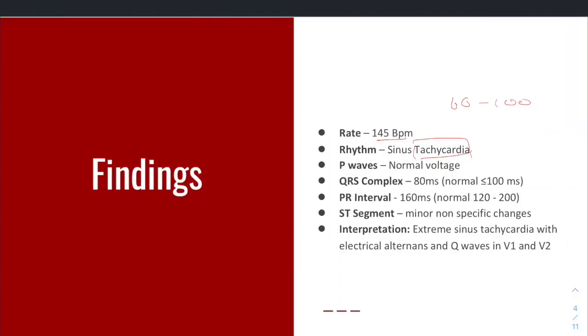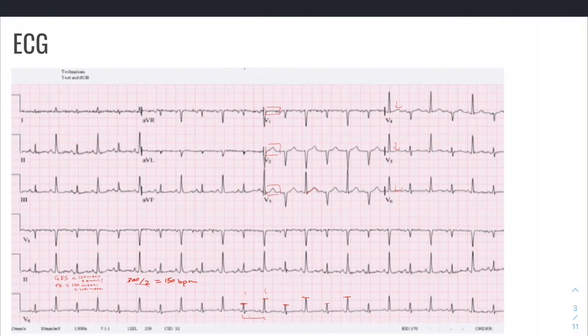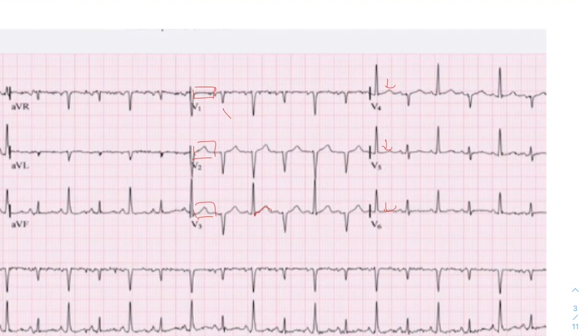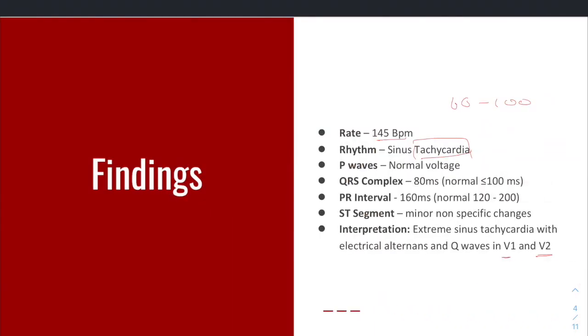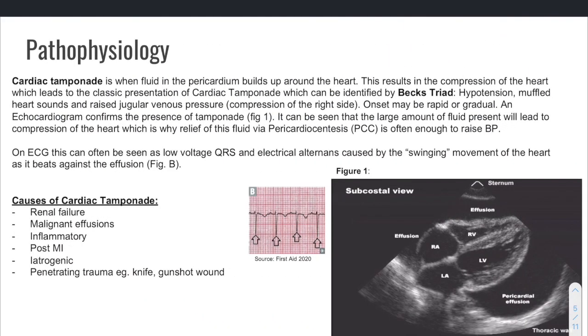And with our finding, we're looking at a tachycardia with electrical alternans, specifically in V1 and V2, and that's what this finding looks like. It's the alternating size of the QRS complexes with each beat. Usually our QRS complexes have the same amplitude every time, but this is like a low amplitude, high amplitude, low amplitude, high amplitude. And that is also indicative of our diagnosis, which is cardiac tamponade.